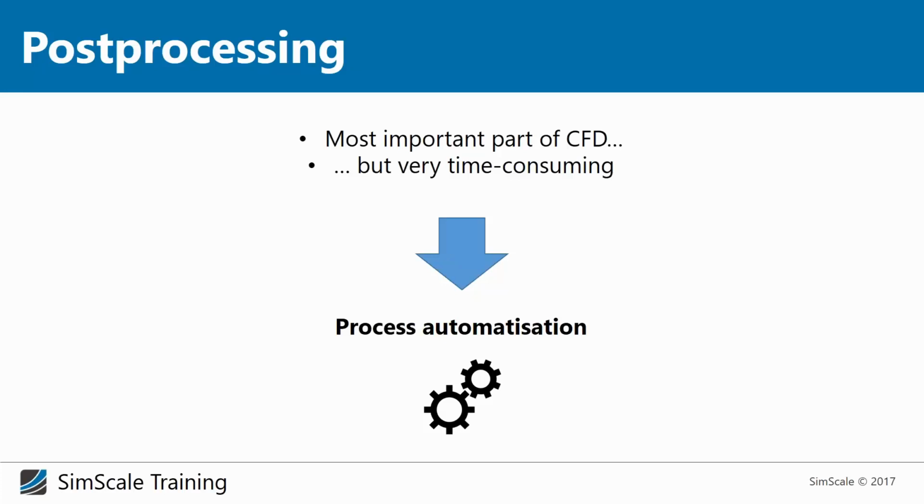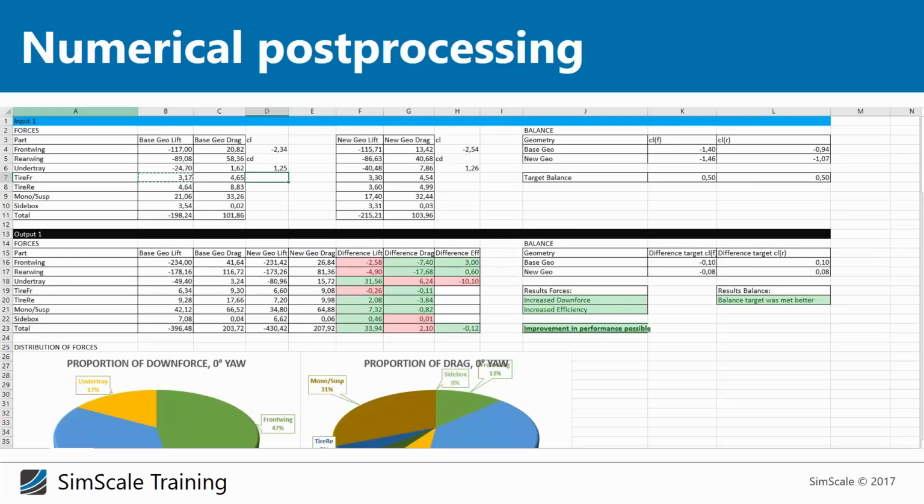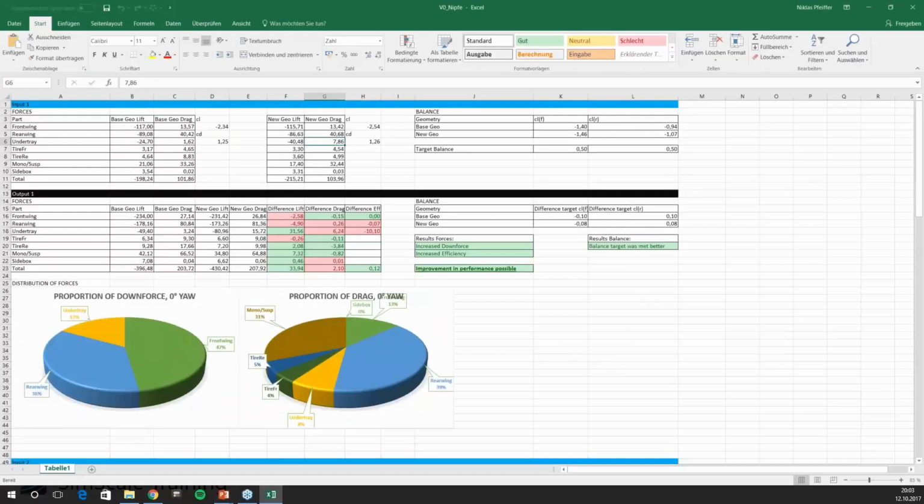So the first type of post-processing is the numerical post-processing, which is something like an analysis of the forces which you get from the result control. And we have programmed ourselves a little Excel tool, which I want to show you now, which makes this very, very easy. So I hope it opens. Let's see. Yeah, I think it's open.